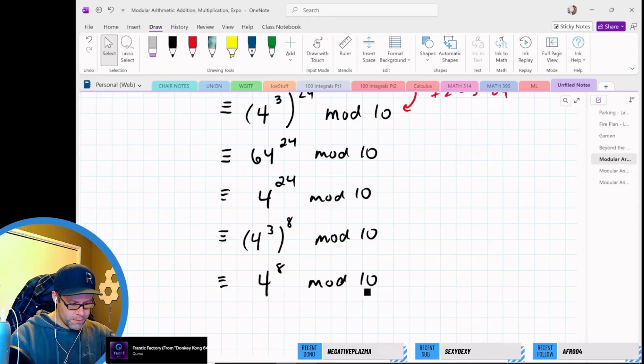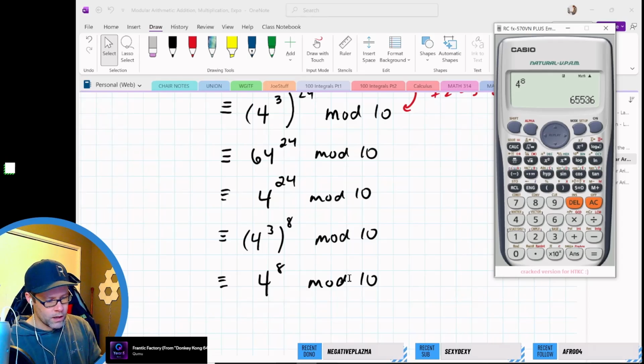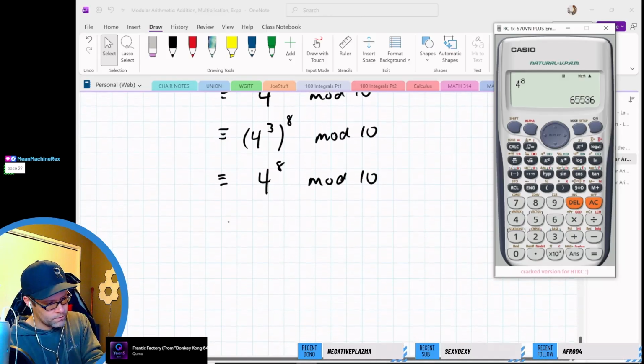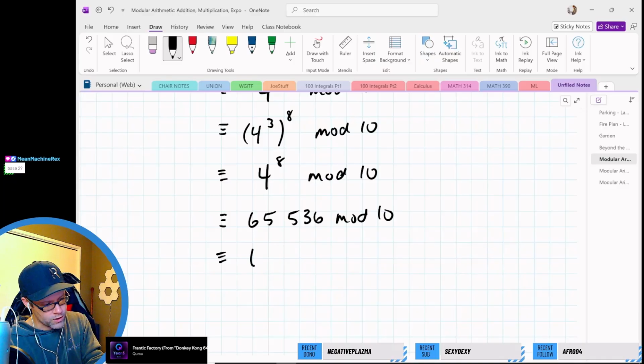Have we reduced it far enough that we can put it into a calculator and observe what the last digit is? I hope so. Okay, 4 to the power of 8 is 65,536. If we do division by 10, that's going to leave us with that last digit, which is a remainder of 6. So this is 65,536 mod 10, and when we do that division, we should end up with 6.